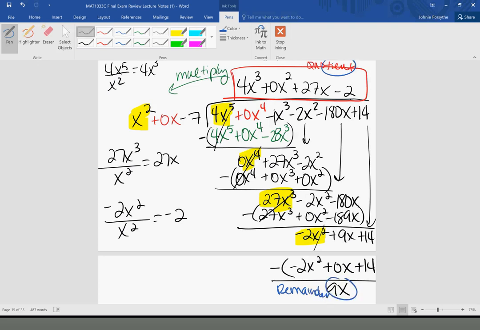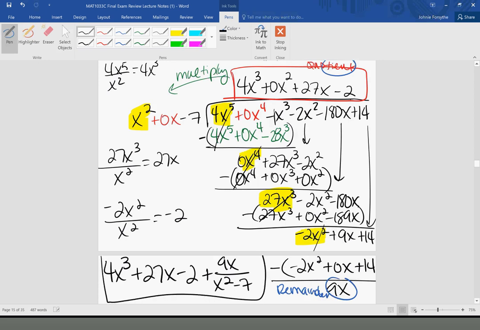And we would write that answer like this. You'd write the quotient, 4x to the third. I'm not going to write the 0 term. So 4x to the third plus 27x minus 2. And then we're going to plus the remainder over the divisor, x squared minus 7. So that's your final answer there.